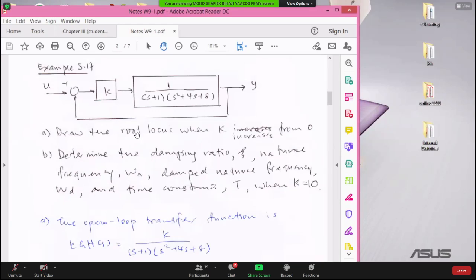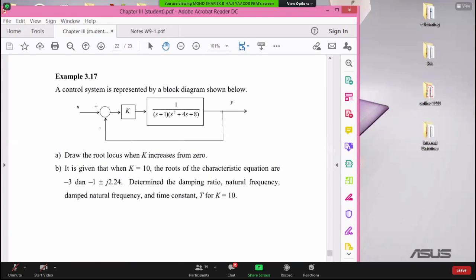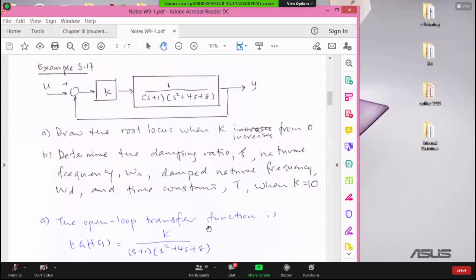Again, draw the locus diagram. Is it the same question? Let me double check. Yeah, it's the same question. First, we need to draw the locus diagram, and then if the value of the controller gain K is selected to be 10, what are the values of the quantities that will determine the response of the system? The damping ratio, natural frequency, as well as the time constant.